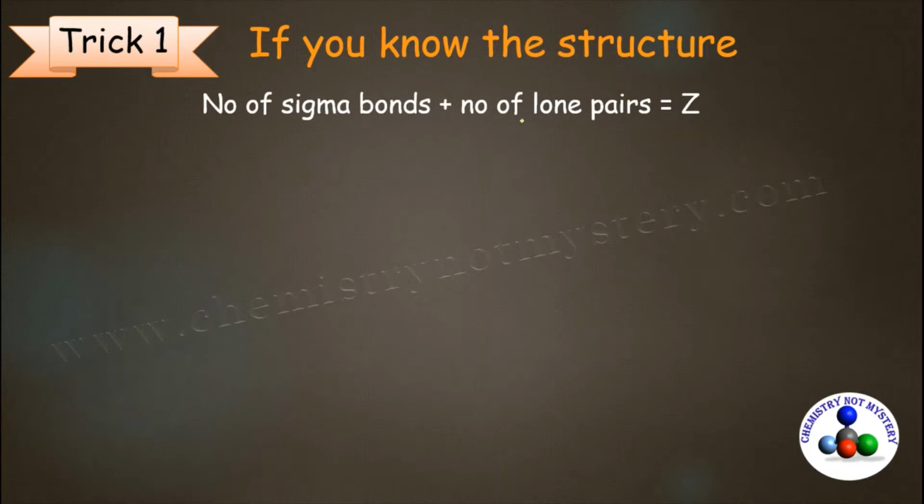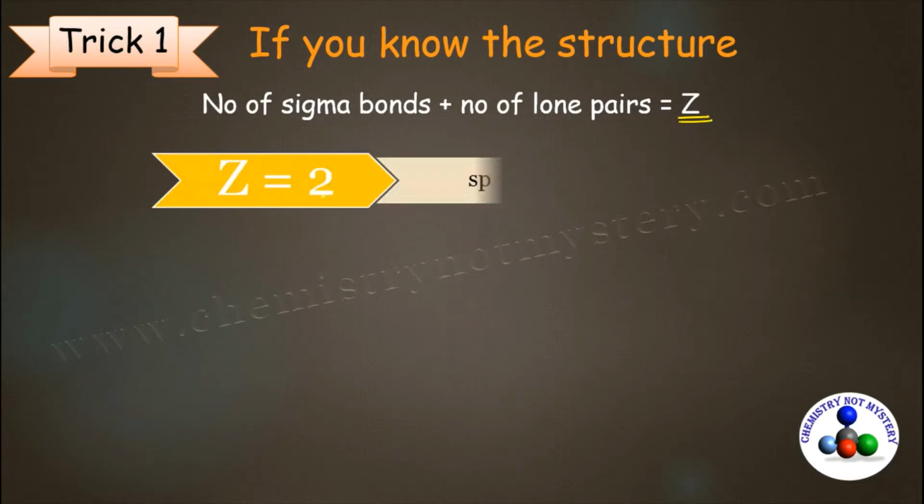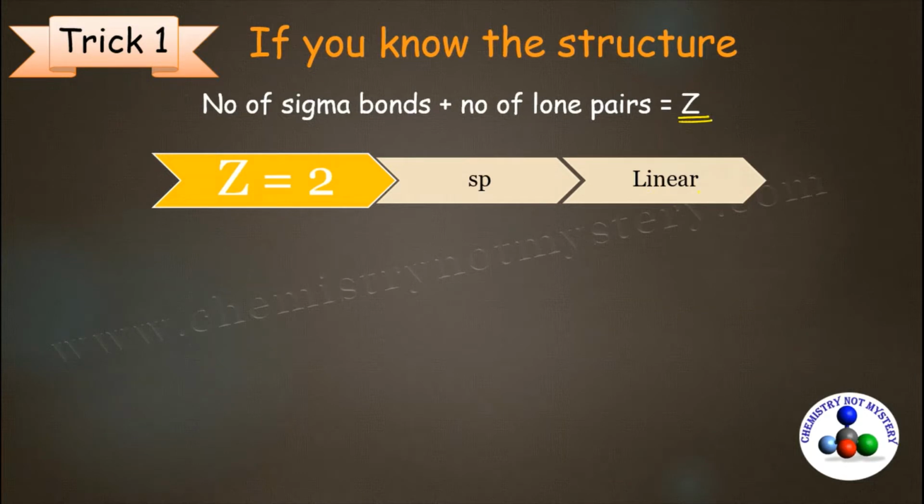Now come to the trick. If you know the structure of the molecule, then you can use trick 1. For that, you have to calculate the number of sigma bonds and the number of lone pairs. When you add them, you will get the Z value. If the Z value is equal to 2, then the hybridization will be sp and the geometry will be linear.